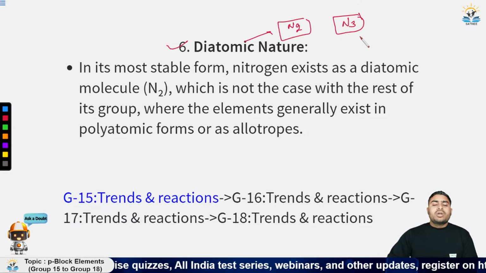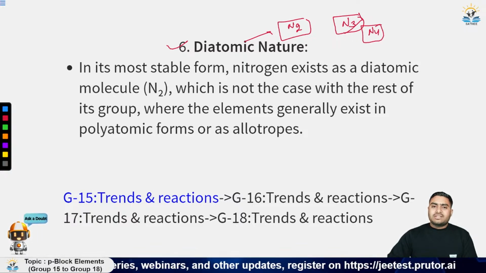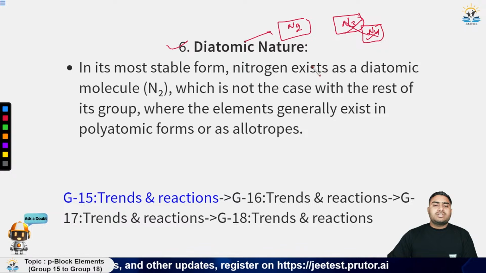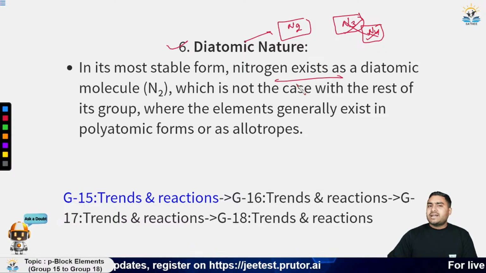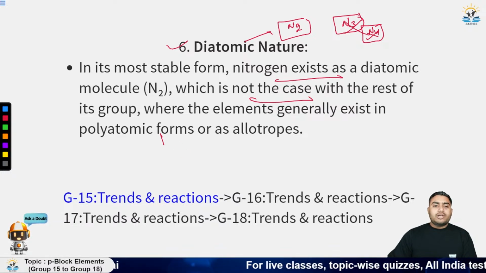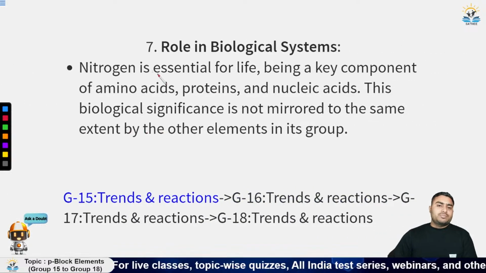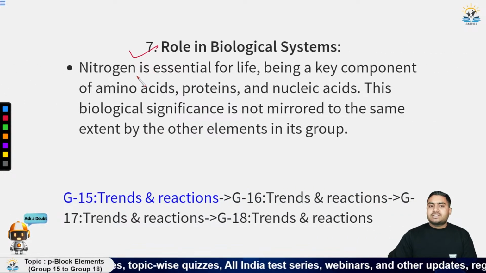You can see here, you never see N3, N4, N5 like this, because it is diatomic in nature. It exists as a diatomic molecule, which is N2, which is inert in nature, which is not the case with the rest of its group, while other elements generally exist in polyatomic forms or allotropes like P4, you know very well. Okay, let's move to the next point, role in biological systems.